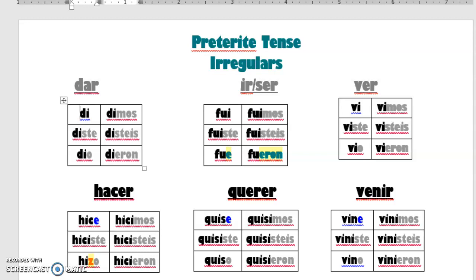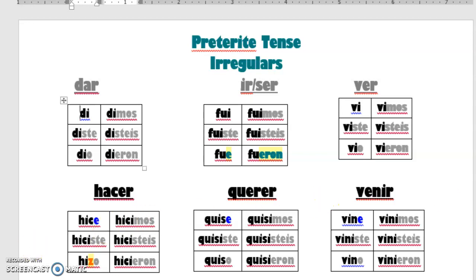whatever their similarity is. So when we look at dar, ir, and ser, which conjugate the same in the preterite, we know this already, and ver, we're going to see that the yo conjugation goes to an I. And it doesn't matter that we have an AR, an IR, and an ER verb. They're irregular, and this is one of the things that makes them irregular. So these 3 verbs conjugate with this I, no accent marks.